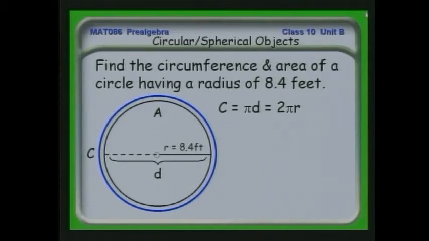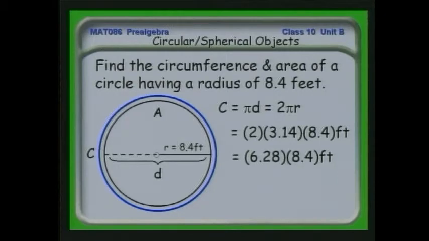Another good formula to memorize. Get out your little practice cards. You're going to be expected to remember this. It's a very important formula in mathematics. We now just substitute the radius, so we see that the circumference is 2 times 3.14 times 8.4.